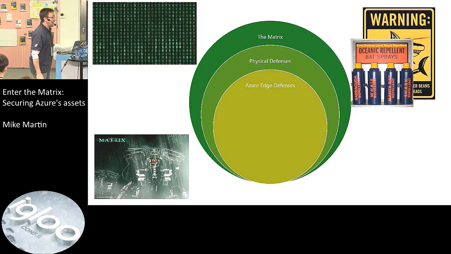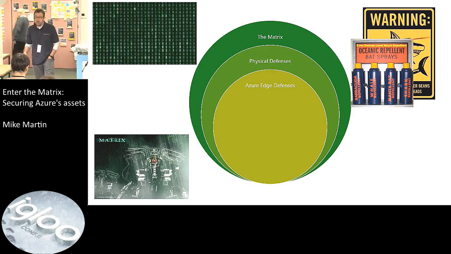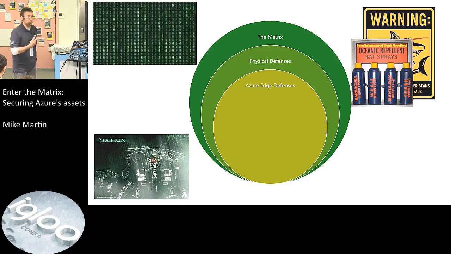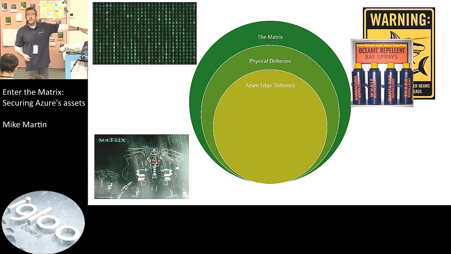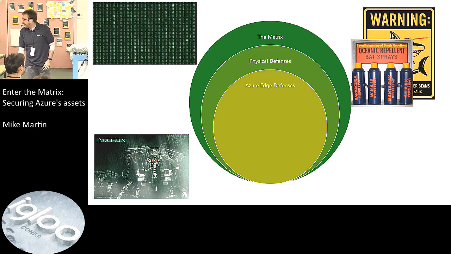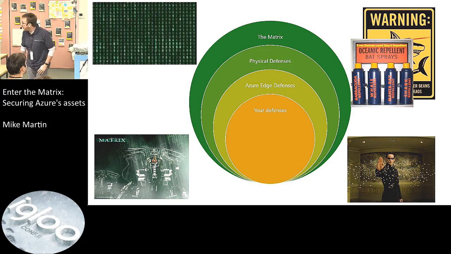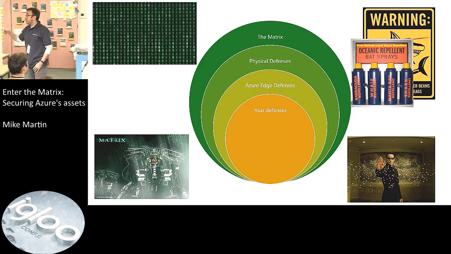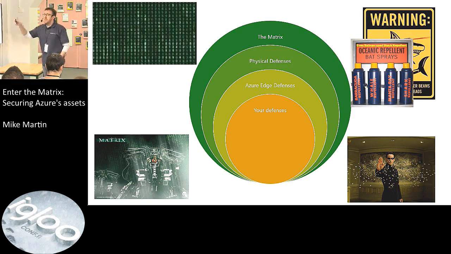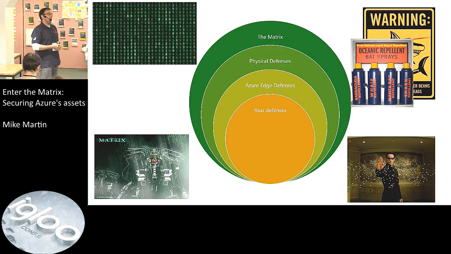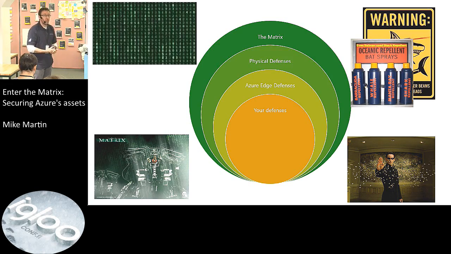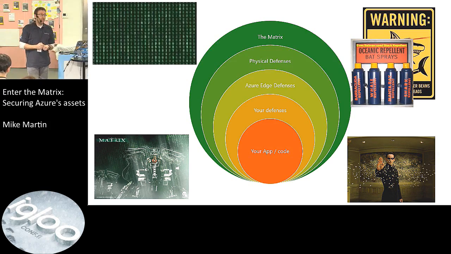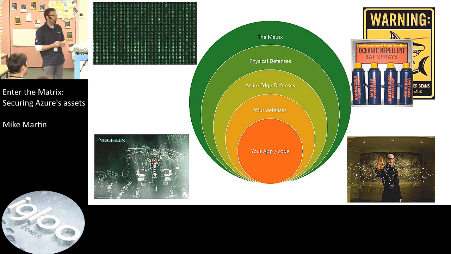So after the physical defenses we also have the edge defenses. I'm going to talk a little bit about the edge defenses that Azure has and provides to you. That's our big mech warriors standing at Zion. And then we have your defenses, the things that you need to take care of in your applications, meaning the pieces of Azure that you can make even more strongly secured than they already are. And then last but not least, your code.